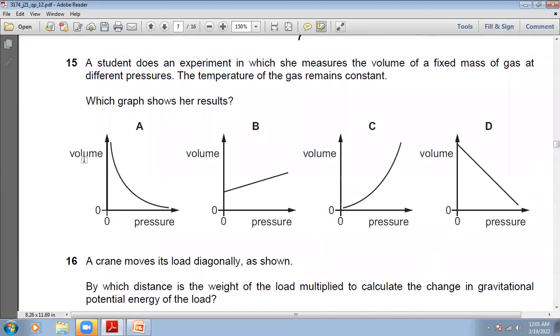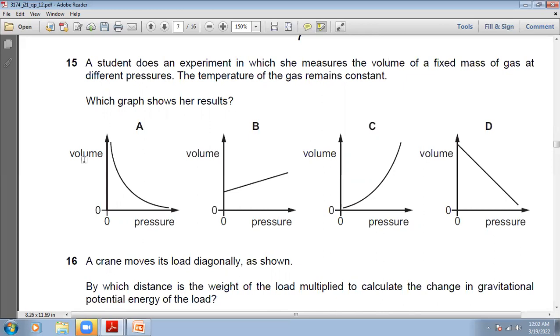A student does an experiment in which she measures the volume of a fixed mass of a gas at different pressures. The temperature of the gas remains constant. Which graph shows her results? So if you talk about a gas and you keep the temperature constant, the pressure and the volume are inversely proportional to each other. So if you increase pressure, for example, the volume of the gas will decrease. So their relationship is they are inversely proportional to each other.